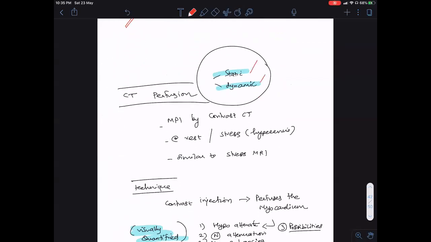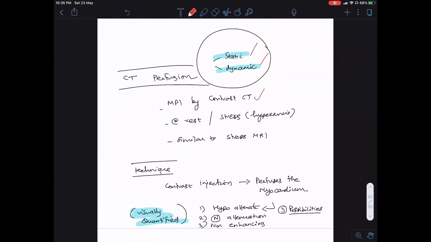This is of two types, static and dynamic. We don't have to really go into the nitty-gritty of it, but it is nothing but doing an MPI by simple contrast CT. It is done at rest. The CT is done at rest, then the CT is done under stress, and the images are analyzed. It is very similar to the stress MRI or the MPI.